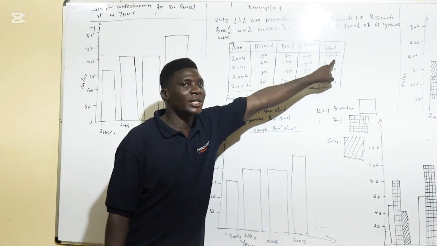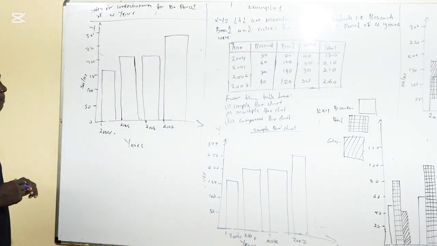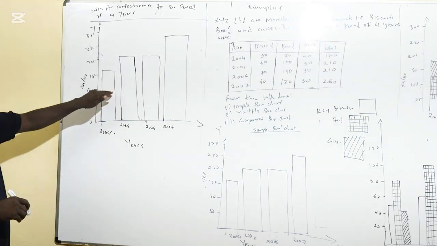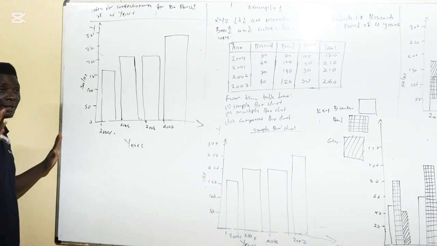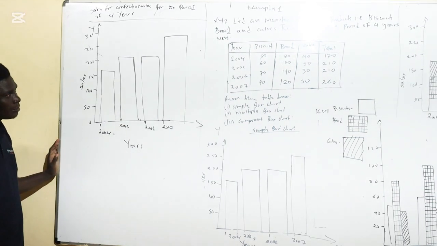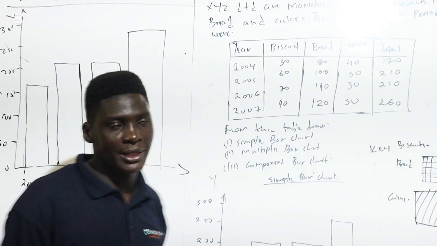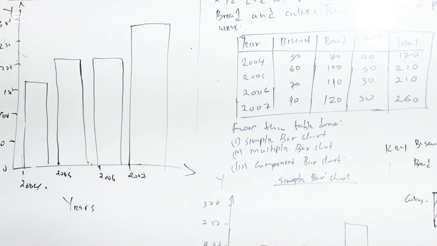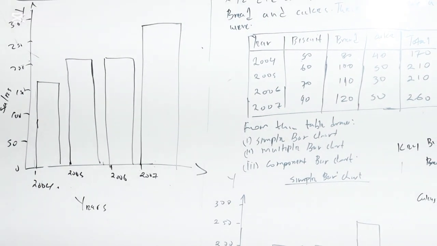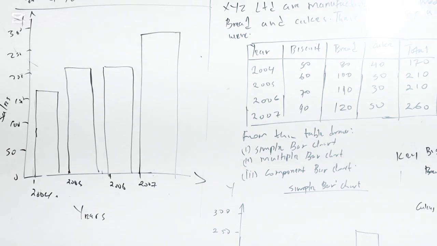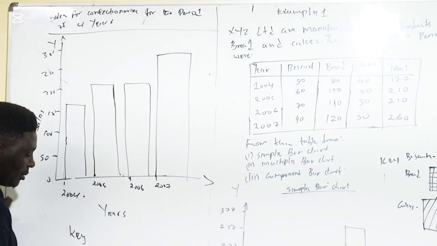As per the totals in the table. Now with the components, labeling will be just the same. But the difference comes in how to partition each and every bar to form the components. Now this is how we are going to partition the bar, and I need to be very keen. Now we start with 2004. We have checked the total is 170. But before I proceed, there's something I need to show. When we construct a component bar chart, we must have a key. So this will be our key.